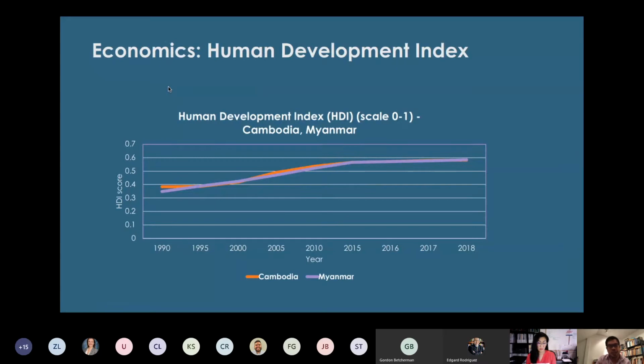Just to deepen the point of comparing these cases and what they have in common, if we look at the Human Development Index, it's very clear that they are very much aligned, very similar. The orange line is Cambodia, the purple line Myanmar, and we can see that they are both about 0.58.